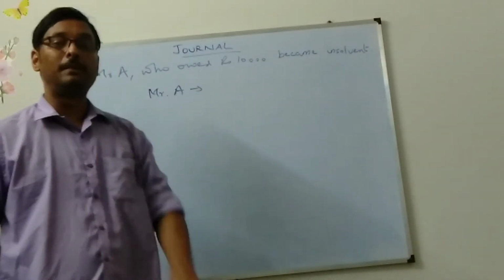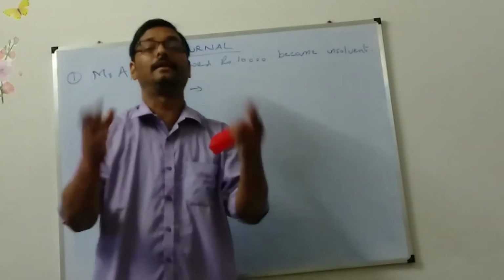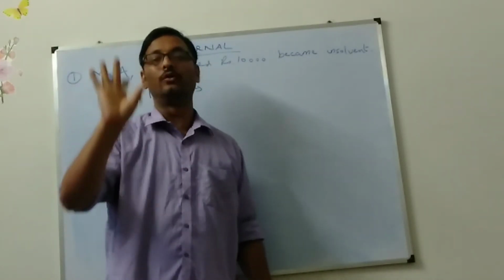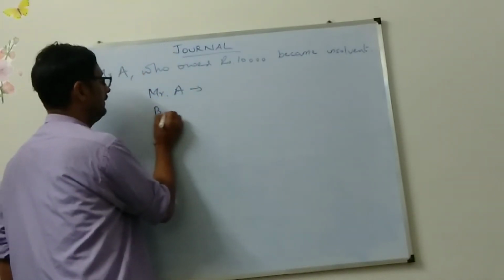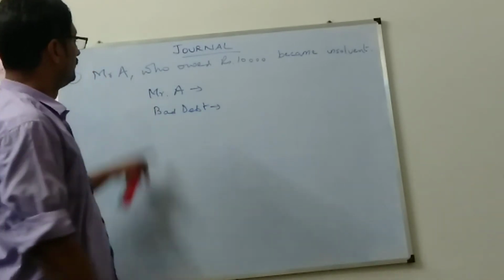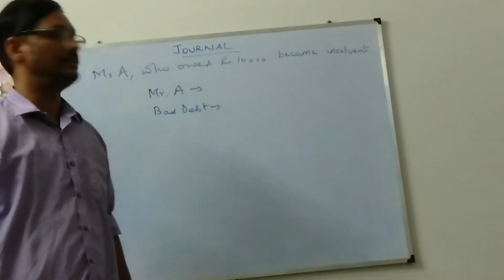As he has not given that money, whatever money he owed to me has become bad debt. वो कर्ज था उसके ऊपर, वो बैड हो गया. Now I will never be getting that money. So the second item is bad debt. So these are the two items which will be coming out from this transaction.